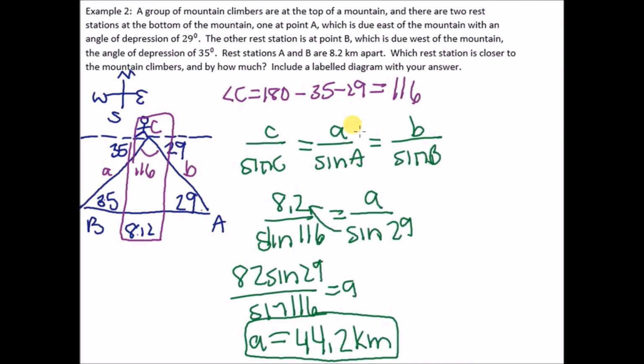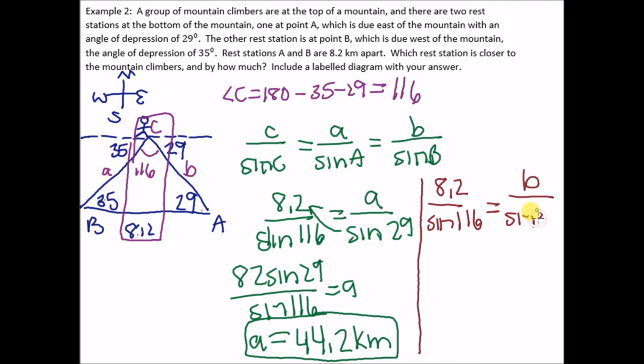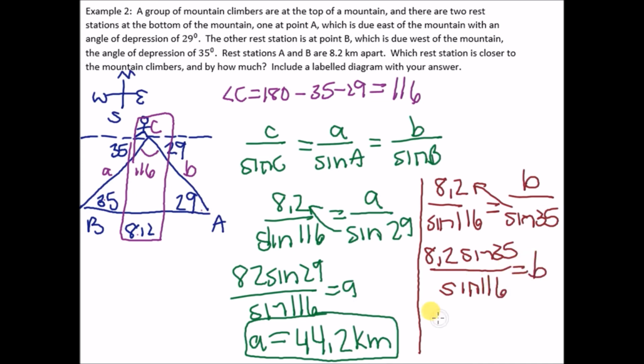Okay, now let's solve for B. Again, we're going to use 8.2 over sine 116, because we have that full ratio, and we're going to equate that to B over sine 35, which is the angle for B. Okay, cross multiply that up. We get 8.2 sine 35 over sine 116. So B is how far away? 8.2 sine 35 divided by sine 116.